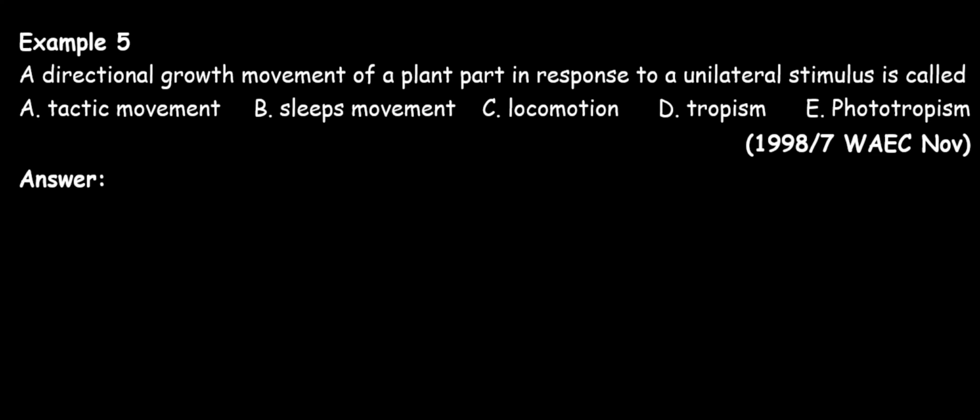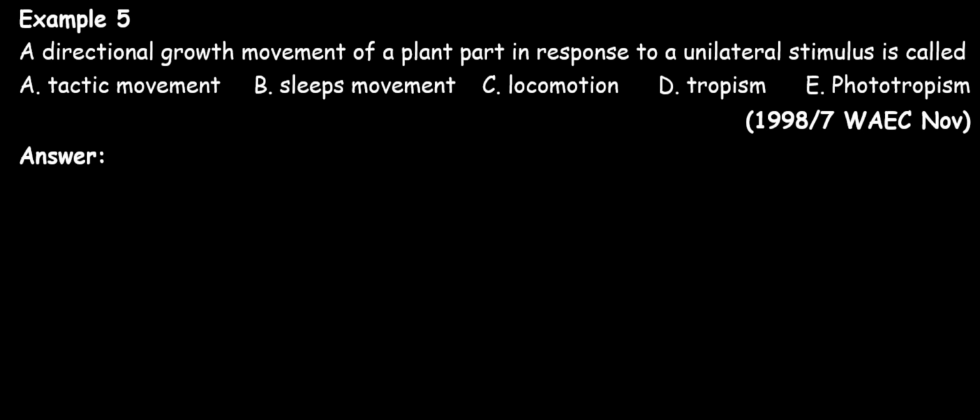The next question says a directional growth movement of a plant's part in response to a unilateral stimulus is called A. Tactic movement, B. Nastic movement, C. Locomotion, D. Tropism. The correct answer to this question is D, as tropism is a directional growth movement of a plant part in response to a unilateral stimulus.